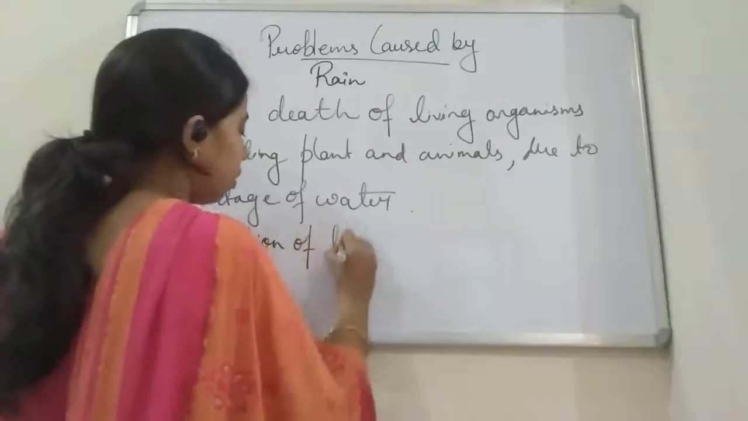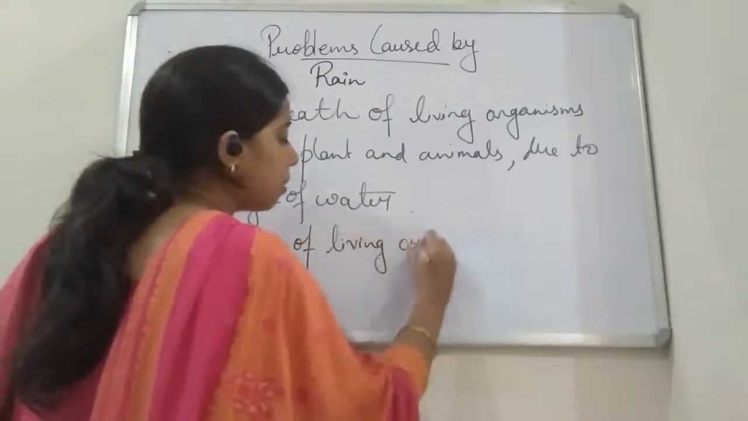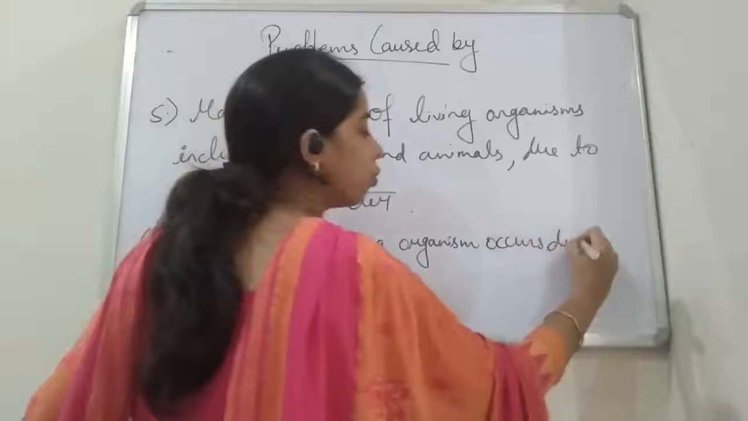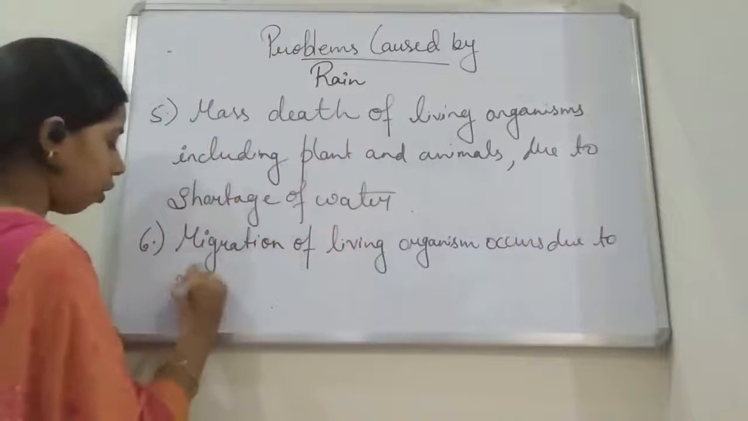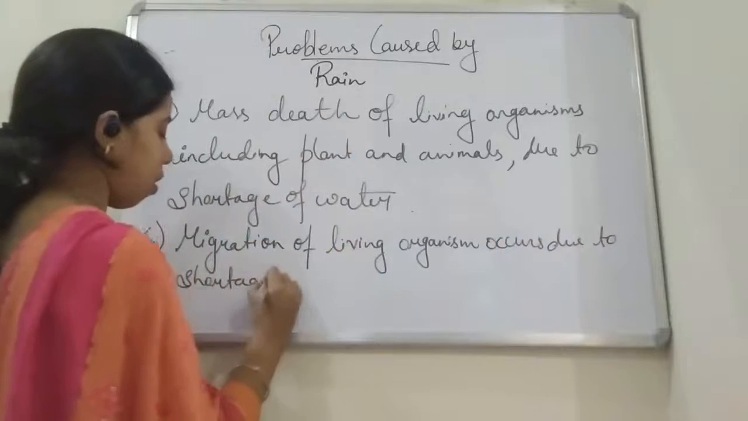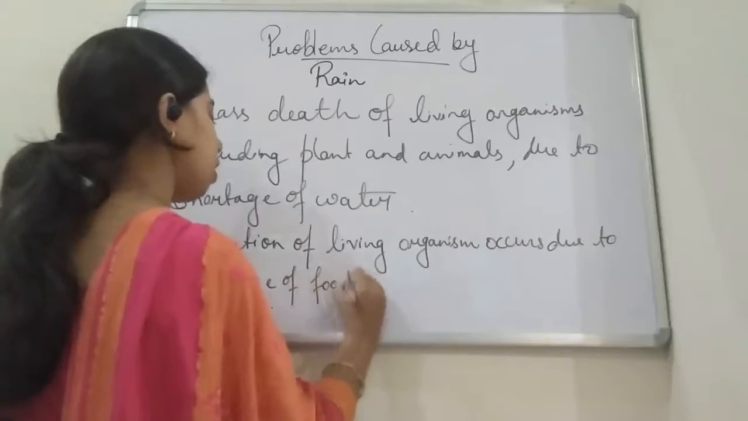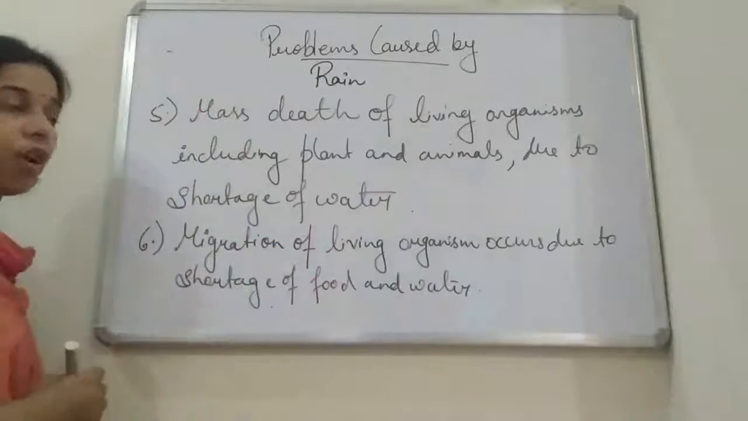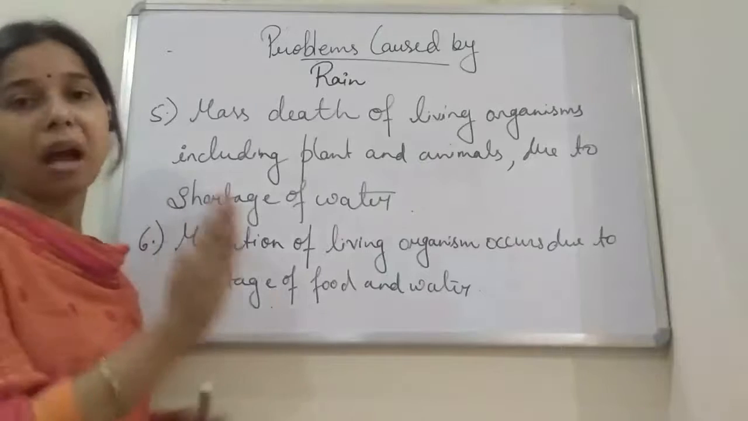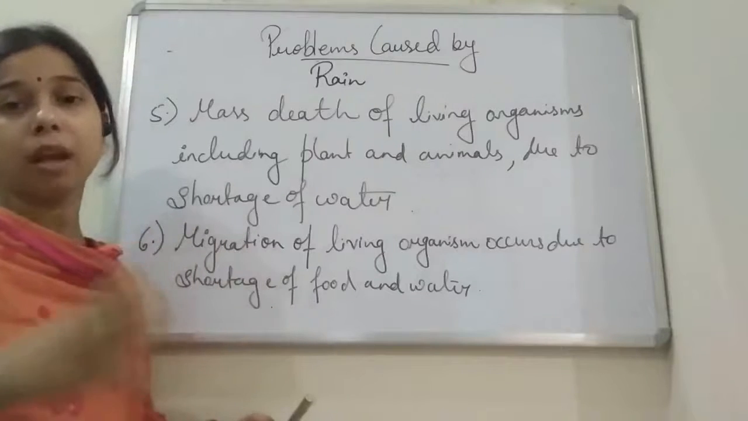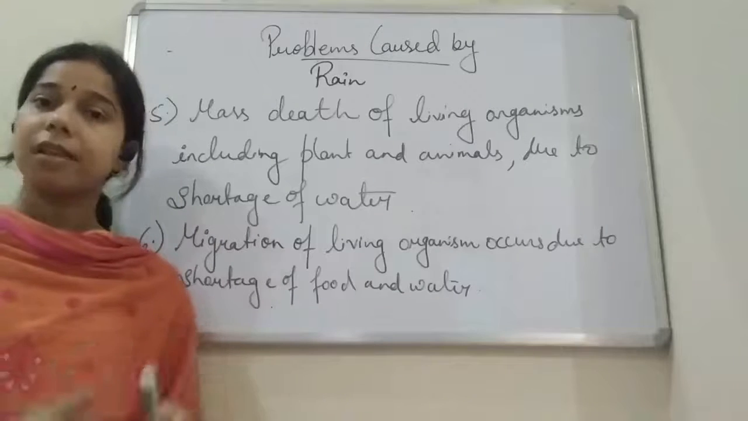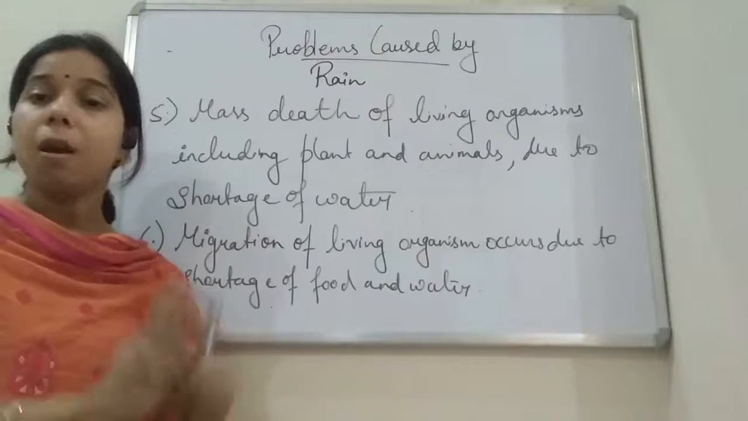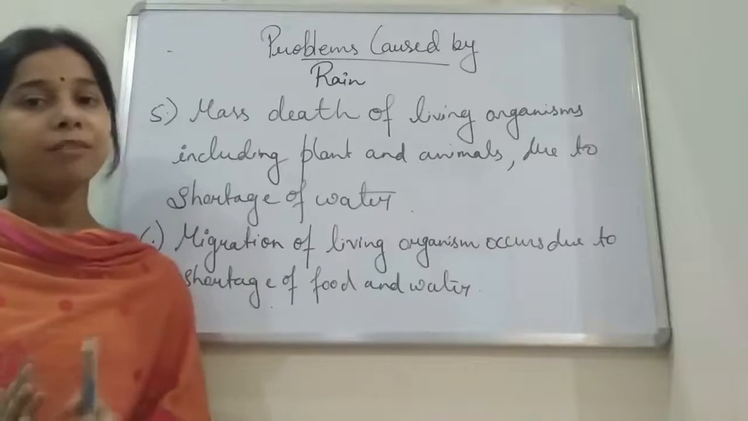Migration of living organisms occurs due to shortage of food and water. So you can also write it like this: the migration of the living organisms occurs from one place to another place in search of food and water. Since there is a shortage of water, students, they ultimately have to go somewhere so that they will get a proper amount of water and food for themselves.